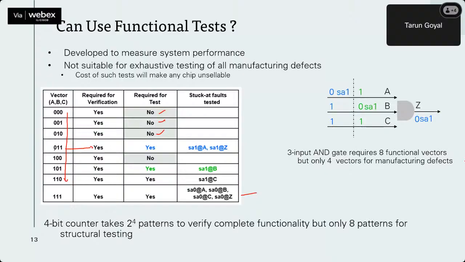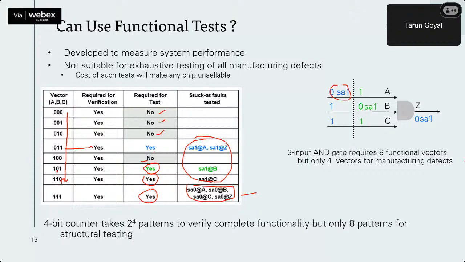010, 011 we need, yes, to detect the fault on A. This we don't need again. This, yes, we need, detecting the fault on B. This we need, yes, detecting the fault on C. And this we need, detecting the fault on Z and all the A's. So this covers these four faults. This covers the remaining.